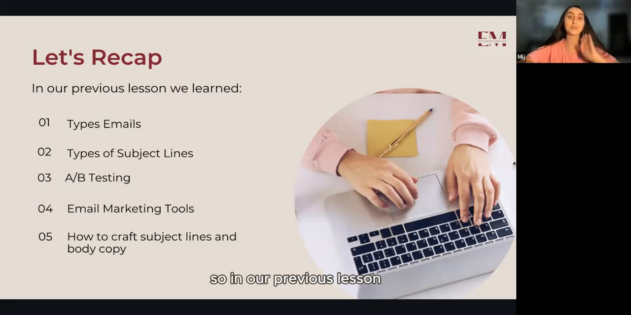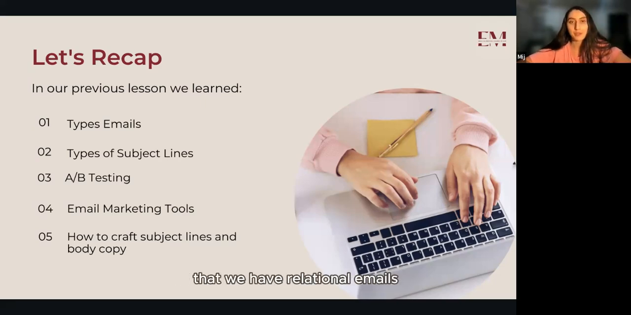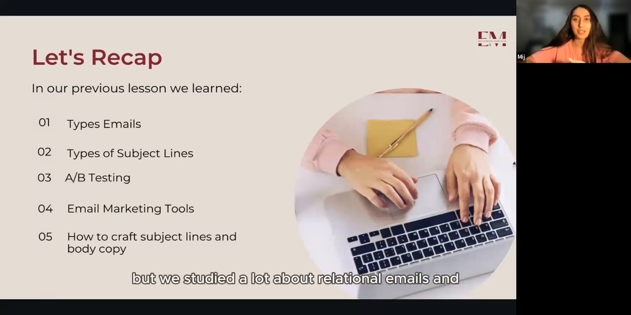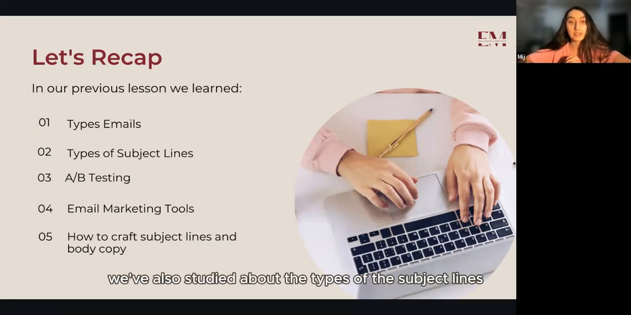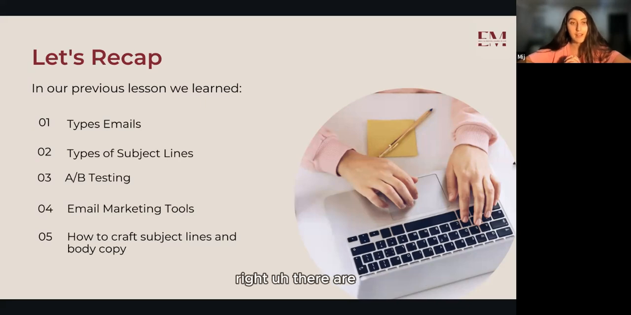So in our previous lesson, we learned the types of emails, right? That we have relational emails, promotional emails, transactional emails. We didn't obviously study too much about transactional emails because it's just obvious, right? But we studied a lot about relational emails and promotional emails. We've also studied the types of subject lines, right? There are what kind of subject lines? We have scarcity type of subject lines. We have proof of benefit, direct, stating the directs, right? So these types of subject lines.